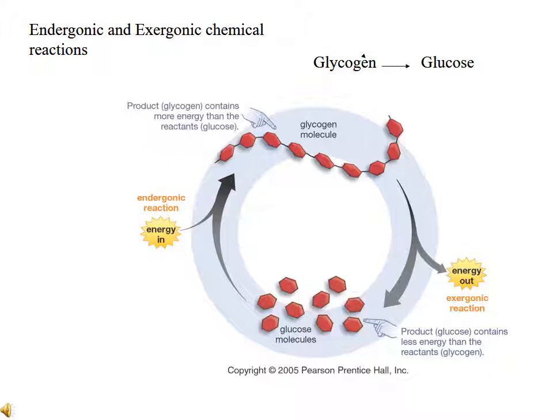If we now want to take the glucose, and sometimes an organism will do so, and glue those molecules back together again to form the long linear polymer of glycogen, energy is required. Therefore, we refer to this as an endergonic reaction. So therefore, endergonic and exergonic chemical reactions are always occurring in the process of energy metabolism.